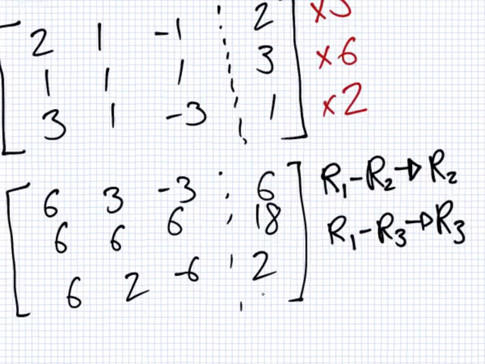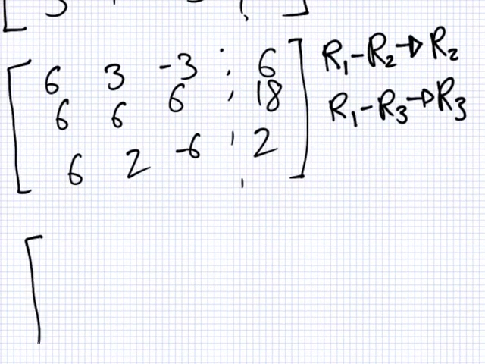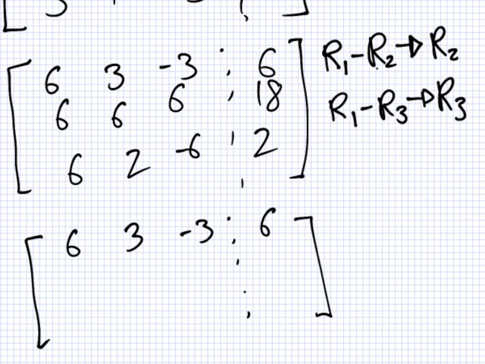Okay, so let's do this one carefully. Does row 1 change? No, because only rows 2 and 3 get changed. So I'll keep row 1 the same. Row 1 minus row 2, put the answer on row 2. So 6 minus 6, 0. 3 minus 6, minus 3. Minus 3 minus 6, minus 9. 6 minus 18, minus 12.